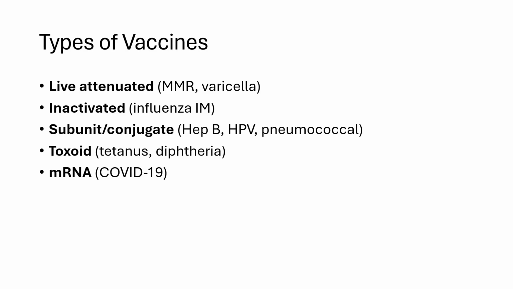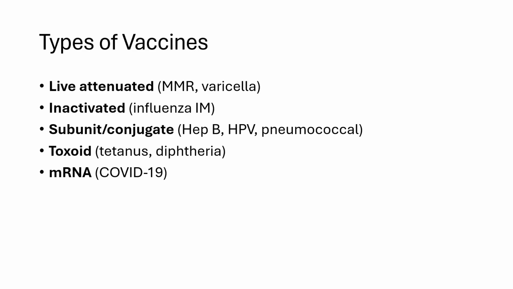Inactivated vaccines contain a killed version of the virus or bacteria. It cannot replicate, but still triggers that immune response. So influenza intramuscular is an example. These are safe for immunocompromised patients. Subunit or conjugate vaccines only include pieces of the virus or bacteria, for example, the surface proteins that the immune system can recognize. So hepatitis B, HPV, pneumococcal. Often these have fewer side effects.